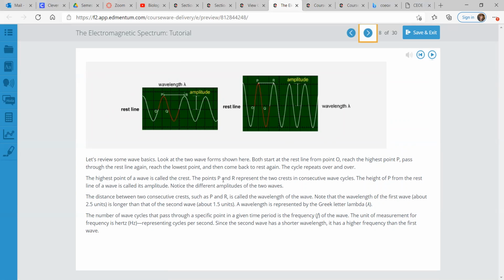The highest point of a wave is called the crest. So points P and R are crests, one right after the other. The height of P from the rest line of a wave is called its amplitude. And that's shown here. How high the wave is from the resting line is the amplitude. Notice the different amplitudes of the two waves. The distance between two consecutive crests, so from P to R, is one wavelength, and that's shown here.